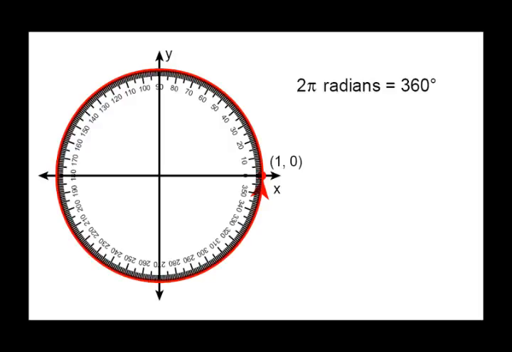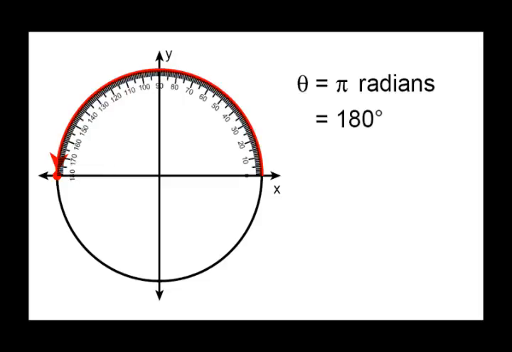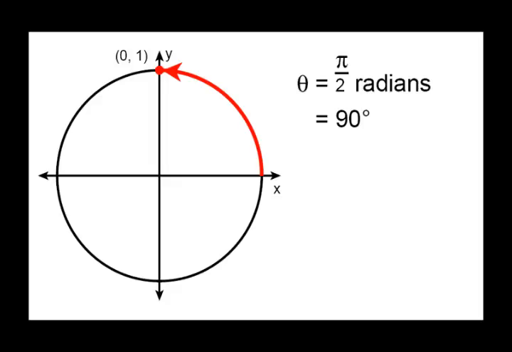You will also notice that if we traveled twice around the circle, a distance of 4 pi radians, we would wind up in the same place. And if we traveled in the opposite direction, a distance of negative 2 pi radians, we would also wind up in the same place. Now let's say we traveled half the distance around the circle, a distance of pi radians. We would wind up at negative 1, 0. You can also see that we've traveled 180 degrees around the circle. If we travel half that distance around the circle, a distance of pi over 2 radians, we wind up at 0, 1.